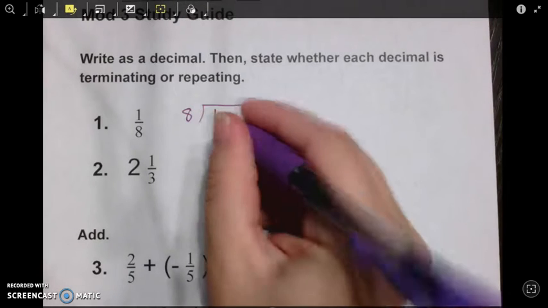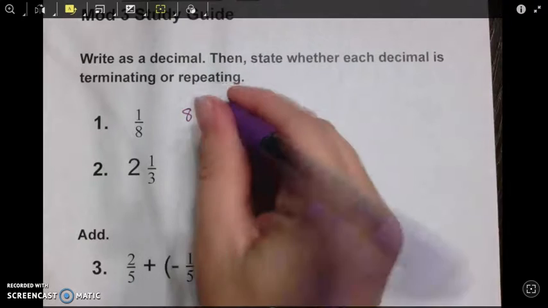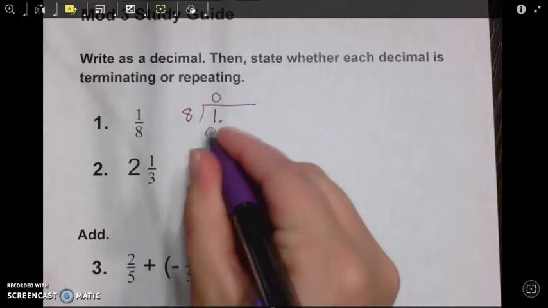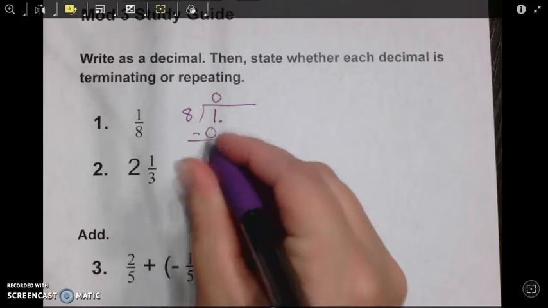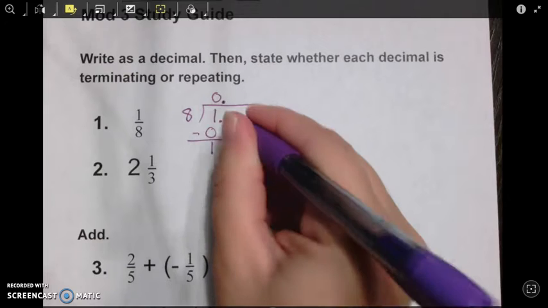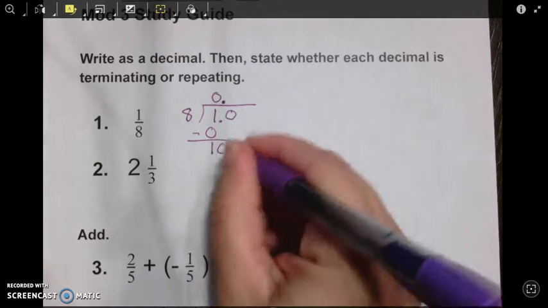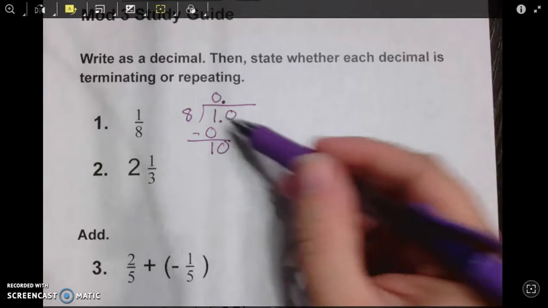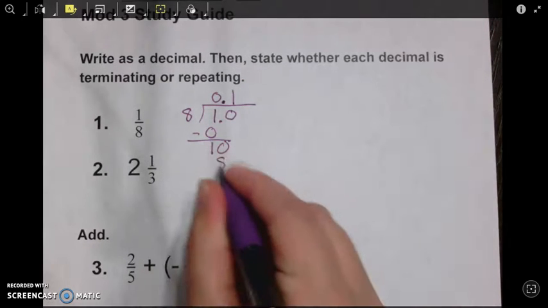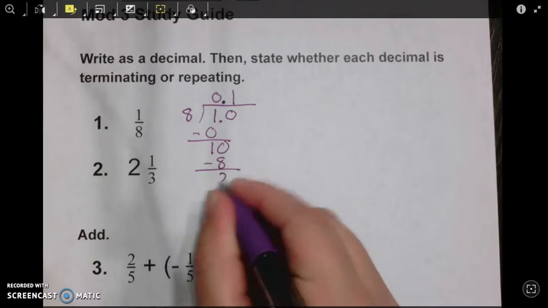Here's the decimal. And so 8 goes into 1 0 times, and you do 0 times 8 to get 0, and we subtract. 1 minus 0 is 1. So now I'm going to bring this decimal straight up, add a 0 here, and keep going. So I see 8 goes into 10 one time. 1 times 8 is 8, and then we subtract to get 2.